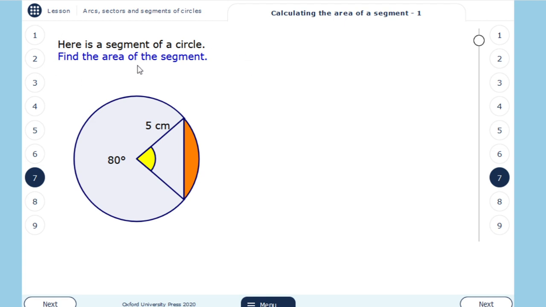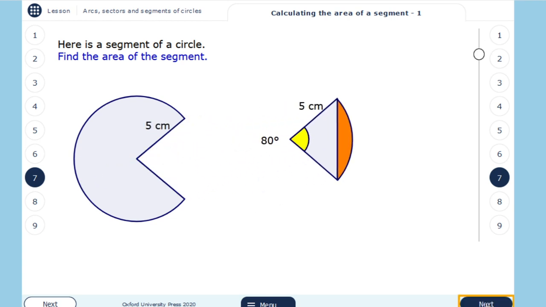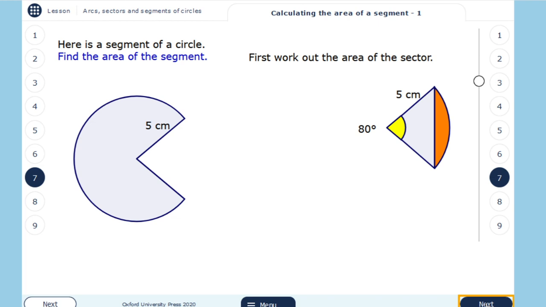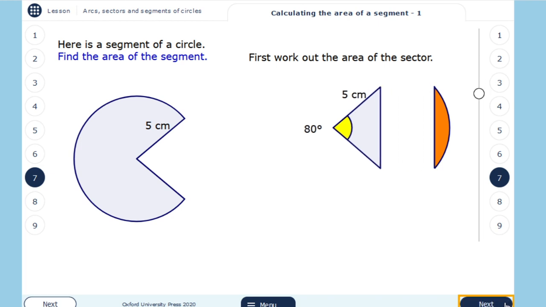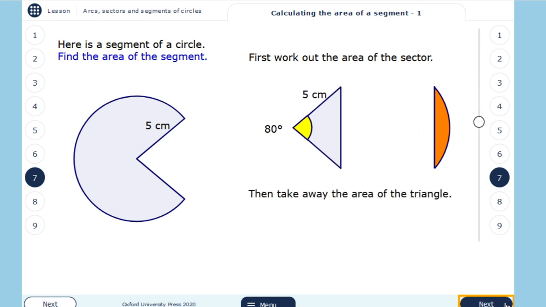Now, here with the segment. Here is the segment of the circle. Find the area of the segment. This is a very common problem. What I should do is, first, work out the area of the sector, and then take away the area of the triangle, and I will find the area of the segment.